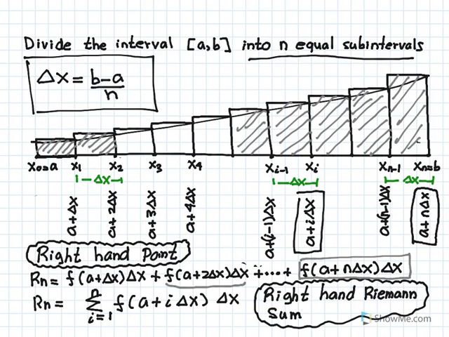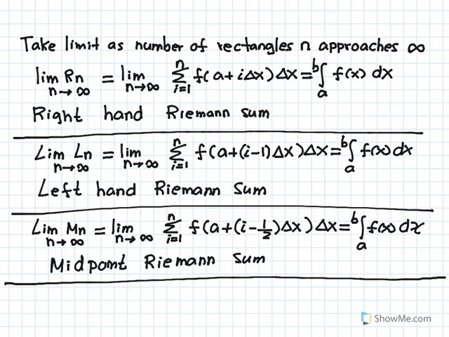So let's just put these in. All right, so this is basically the right-hand Riemann sum. We're also going to look at the left-hand Riemann sum and the midpoint. So when you take the limit as the number of rectangles n approaches infinity, the limit of R_n as n goes to infinity is the limit of the Riemann sum, the summation of f of (a plus i delta x) times delta x, and that's the definite integral from a to b of f of x dx.